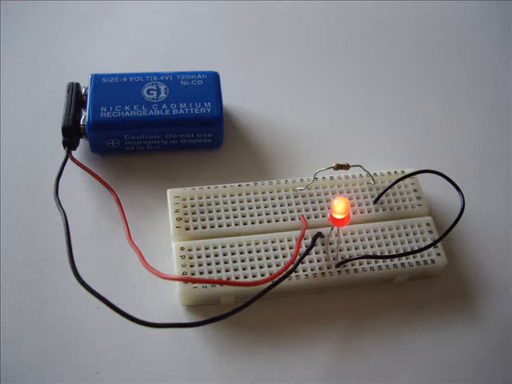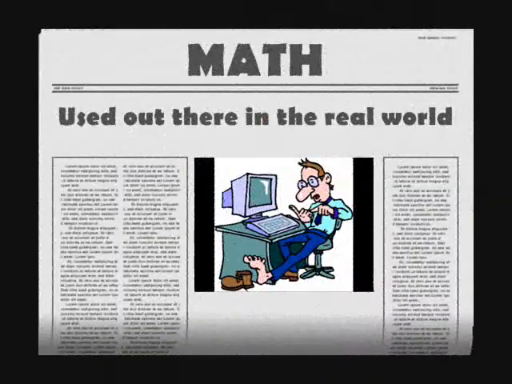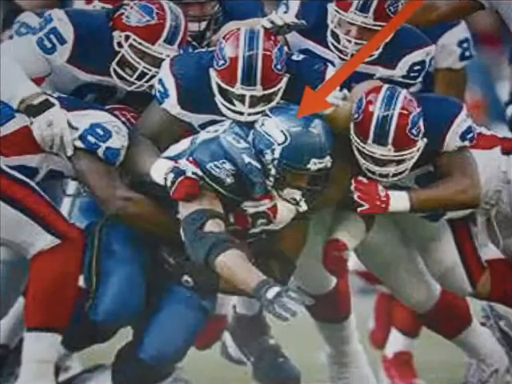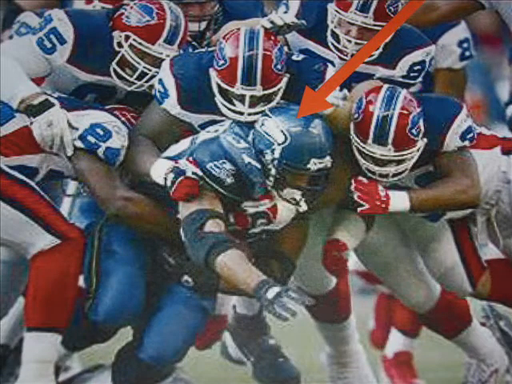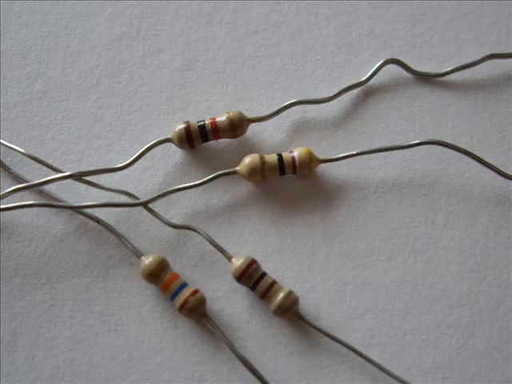Did someone say inversely proportional? Yes, those long math terms are used out there in the real world too. Remember our scenario about the defensive line. Who will you have an easier time pushing through? Defensive men resist. Resistors resist.